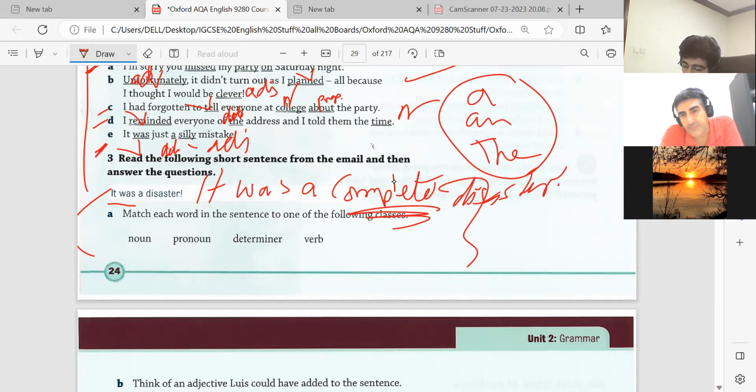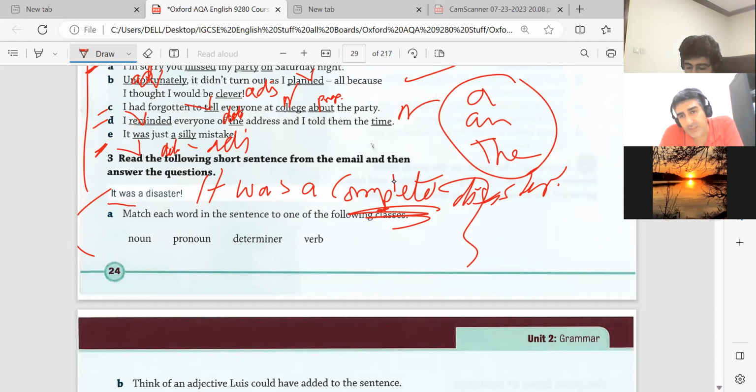How is disaster not an adjective here? Again, Khalid, could you repeat? How is disaster not an adjective? My dear, disaster is a noun. I know, but I thought it an adjective. No, it's a noun. The adjective is complete. The word that you mentioned, the word that you added to the sentence. So it was a complete disaster.